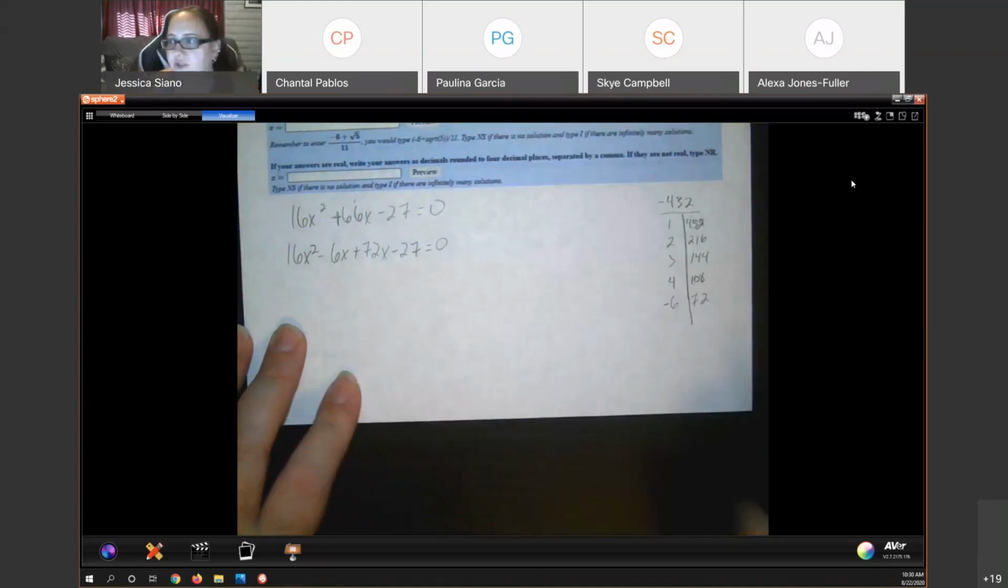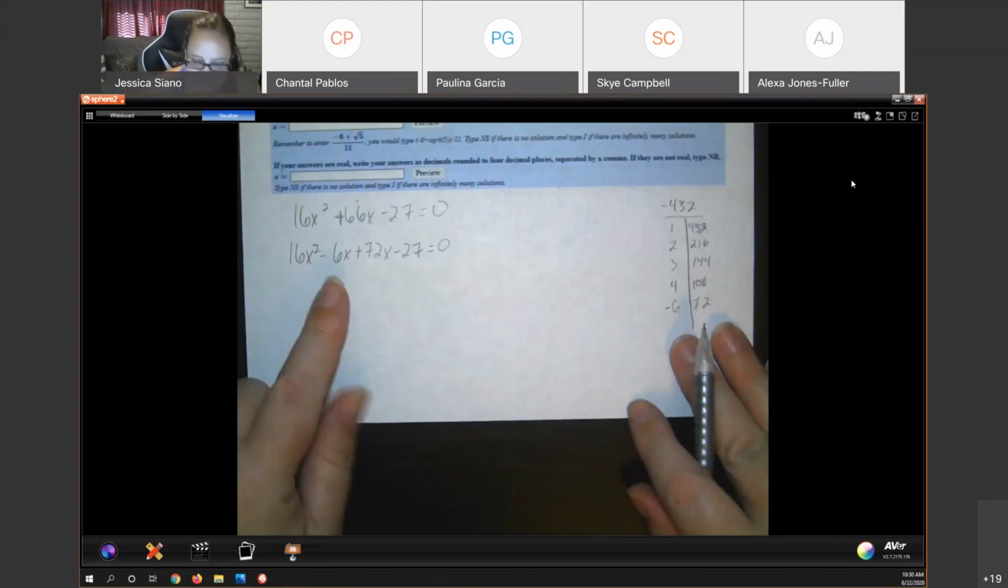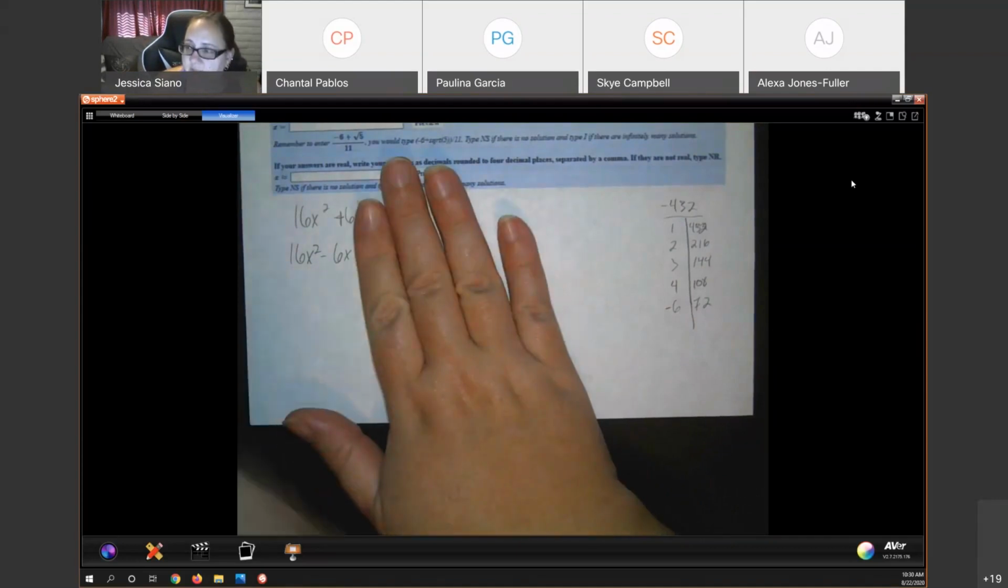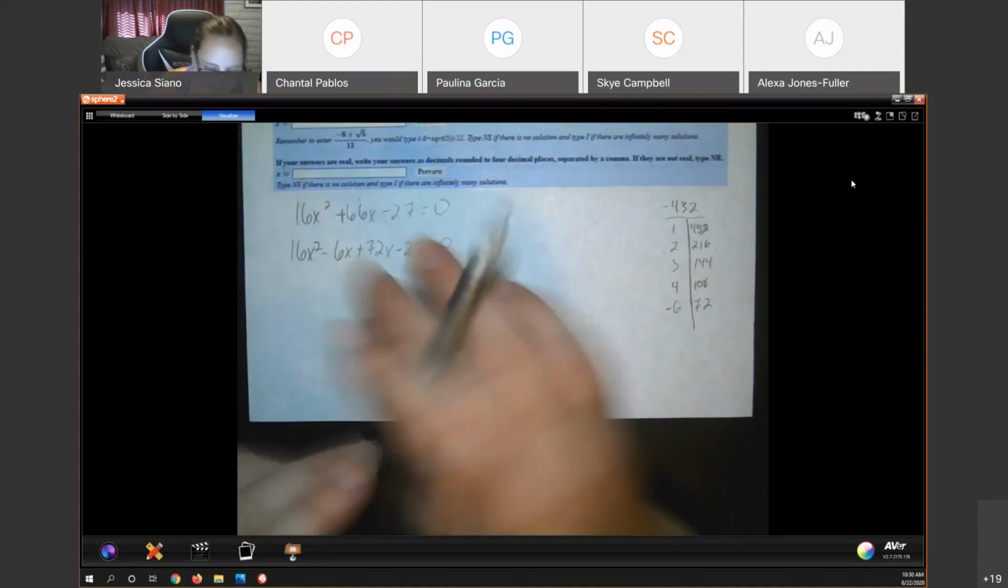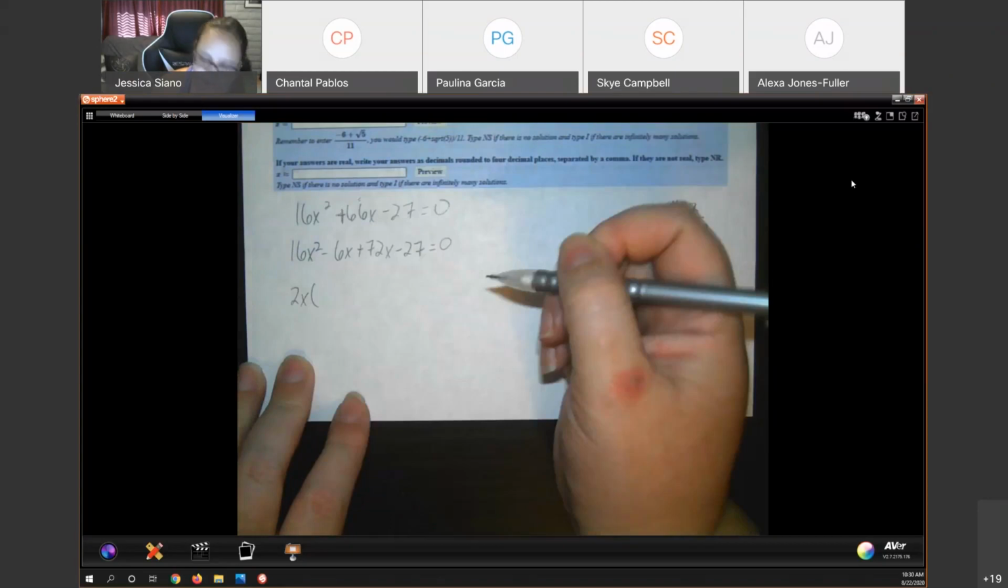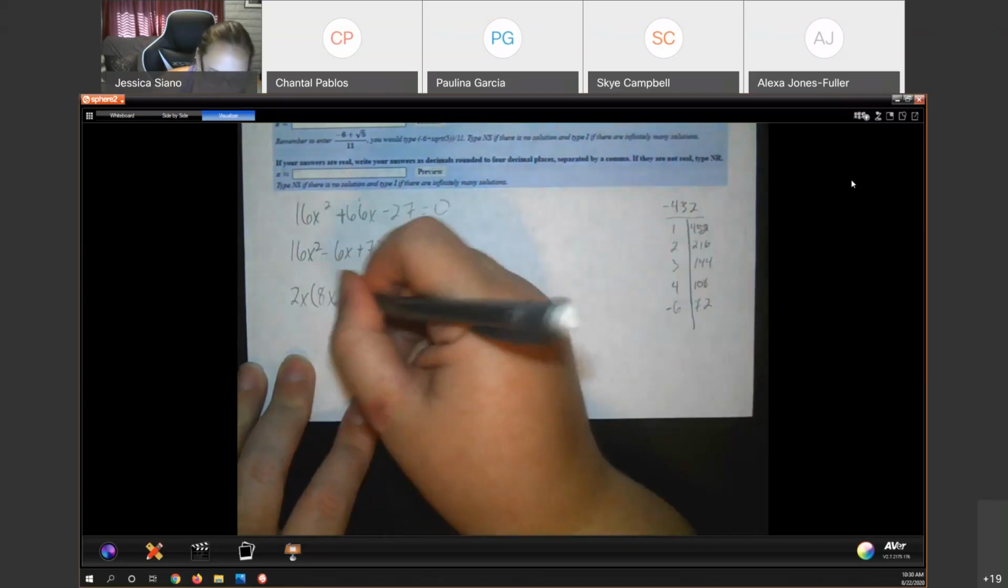Once you pick your two numbers, you split your middle term so that instead of this, it is the two numbers that you picked. And now we group. Look at the first two terms. What do a 16x squared and a 6x have in common? They have a 2x. So if I GCF out a 2x, I'm left with 8x minus 3.